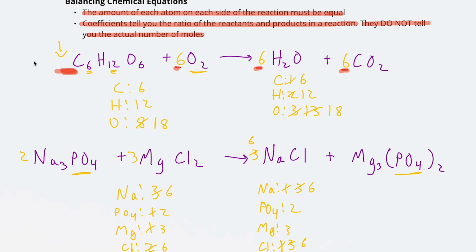So just give this method a try, just so you have it as a tool in case you run across a harder balancing question on the test.